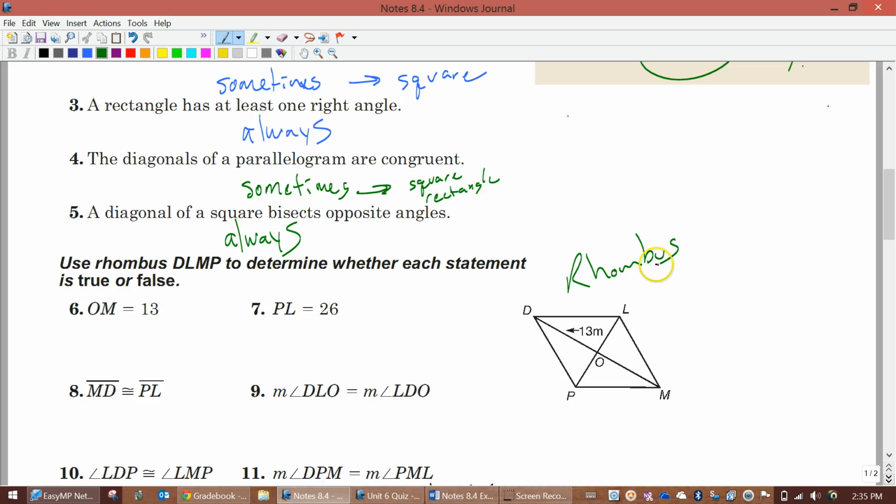If that's a rhombus, is OM 13 as marked in the picture? DO is 13. Is OM also 13? If you say true, you're claiming that the diagonals of this rhombus bisect each other. Is that true for a rhombus? Yes. Let's do 8 first, and then we'll go back to 7, okay?